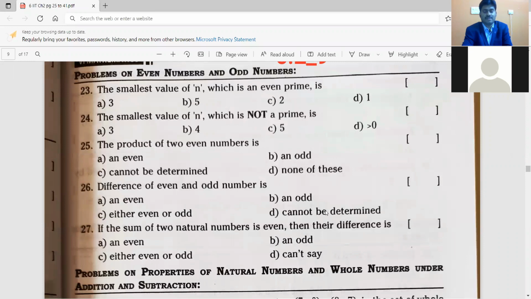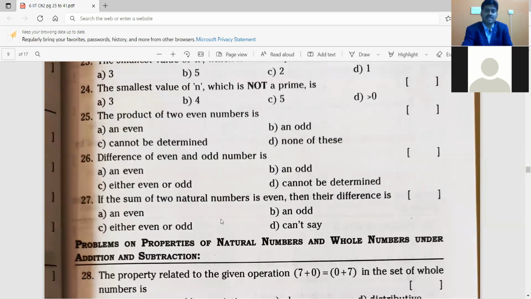Difference of even and odd. Even and odd: 5 minus 4 is 1, 6 minus 2... 7 minus 2 is 5. So the difference of an even and an odd number, we are getting an odd number.